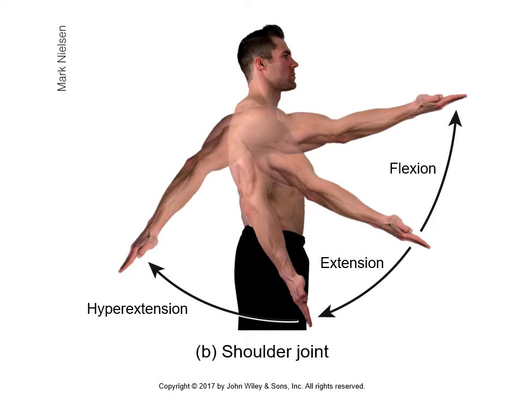Extension is if we bring it from, again, instead of being straight out in front of me, as if you're trying to touch the shoulders of the person in front of you in line, bring your arms down towards your side. That motion is extension. That's flexion and that's extension of the shoulder.